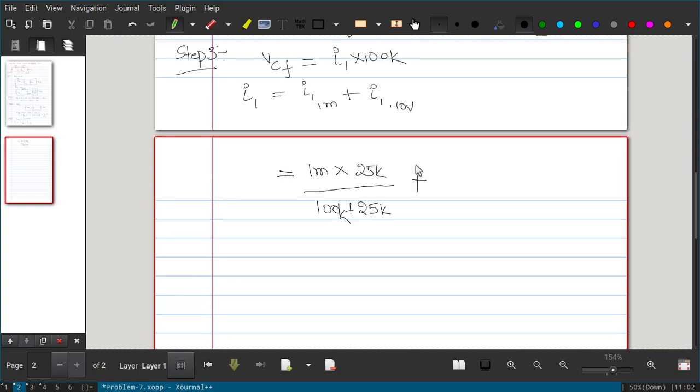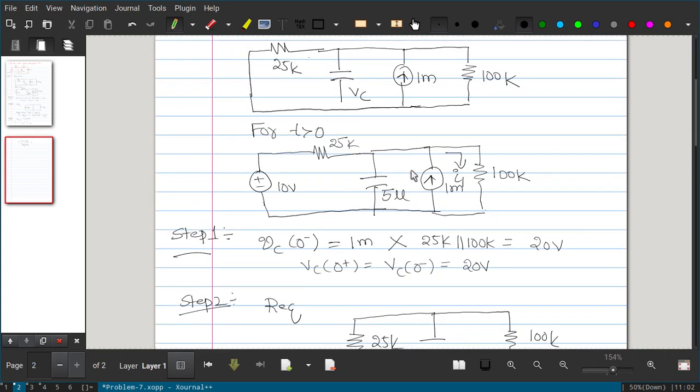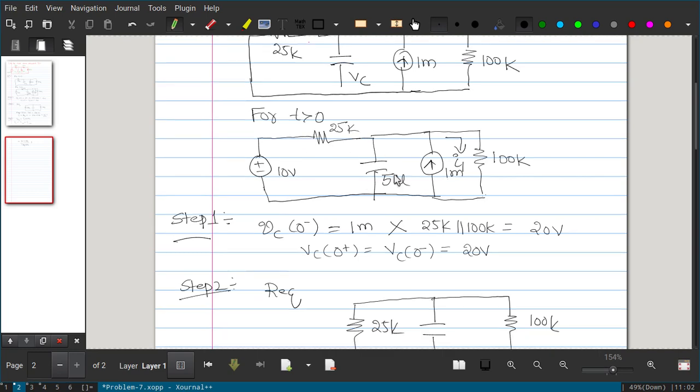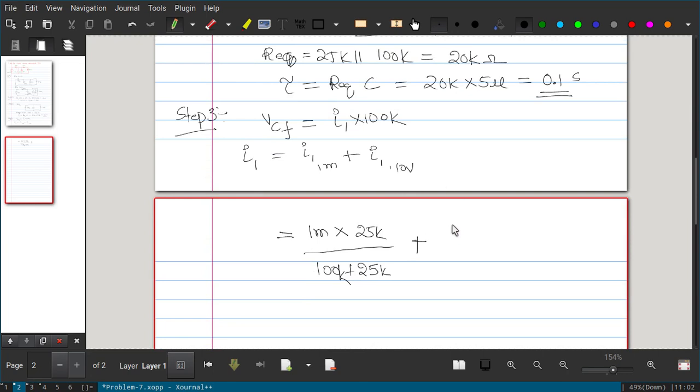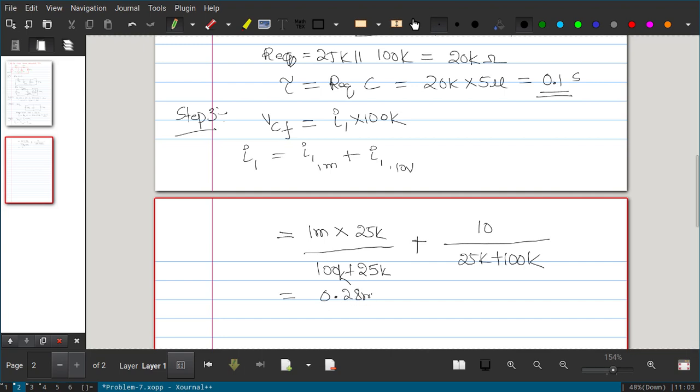Now the current flowing through the 100 kilo ohm due to the 10 volt battery. For that you have to deactivate the other source, that is the current source. You deactivate this, then what is the current flowing through this? This has 10 volt, 25k in series with 100k. So the current flowing due to 10 volt is nothing but 10 volt divided by 125k. Okay, so the 1 milliampere current source is deactivated. So it is nothing but the 10 volt battery only acting, and the total resistance of the loop is 25k plus 100k. If you calculate this, you will get 0.28 milliampere.